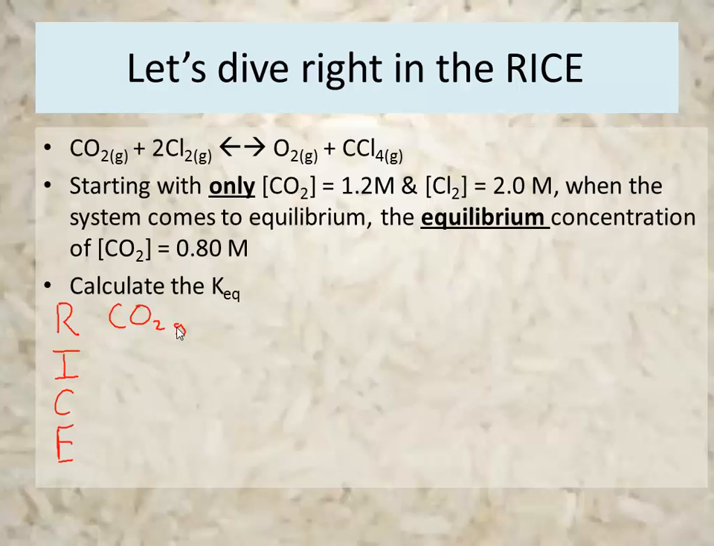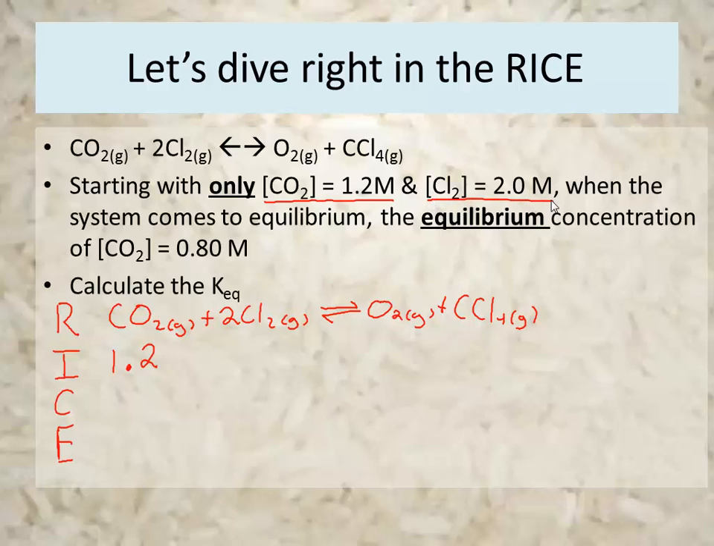CO2 gas plus 2Cl2 gas in equilibrium, a reversible reaction, with O2 gas plus CCl4 gas. What I'm starting with is only CO2 and Cl2, and I've given those initial concentrations. My initial CO2 is 1.2 molar. I'm just going to write 1.2. You guys can put the units in if you want. I'm not going to do that now. My initial Cl2 is 2.0.